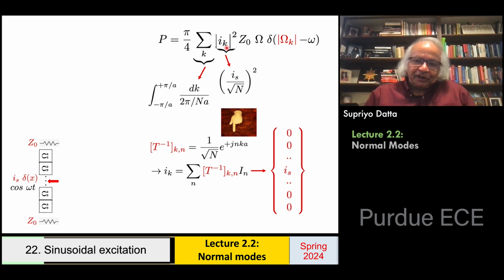Next question is, what's this I_k squared? So what is the source term that is driving the kth oscillator? Well, I know the actual source term in terms of this capital I. It is non-zero in the middle section and zero everywhere else. But what is the source term I_k? Well, you have to do this transformation, T inverse kn times that. And notice that T inverse has a magnitude of 1 over square root of n. So when you multiply this out, it's easy because everything else is zero. So you get Is over square root of n. And the phase factor doesn't matter when you take the magnitude square. So it's Is over root n, squared.